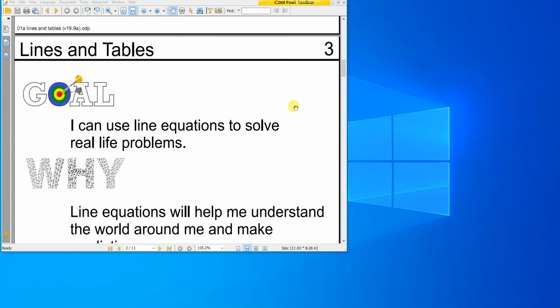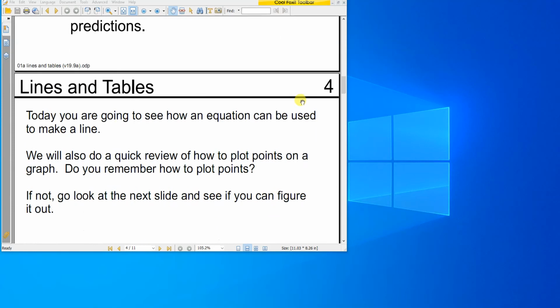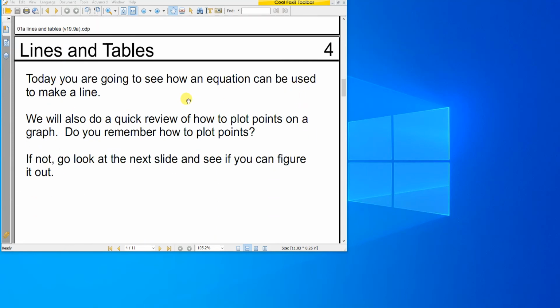All right, so our goal is I can use line equations to solve real-life problems. Why? Line equations will help me understand the world around me and make predictions. Today you're going to see how an equation can be used to make a line. We will also do a quick review of how to plot points on a graph. Do you remember how to plot points? I hope you do. If not, go look at the next slide and see if you can figure it out.